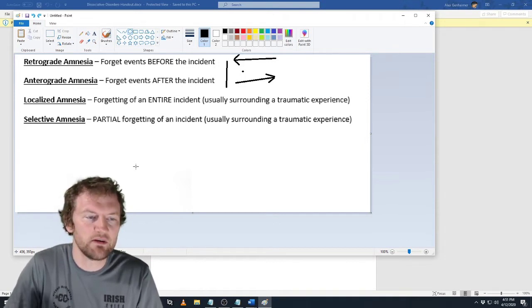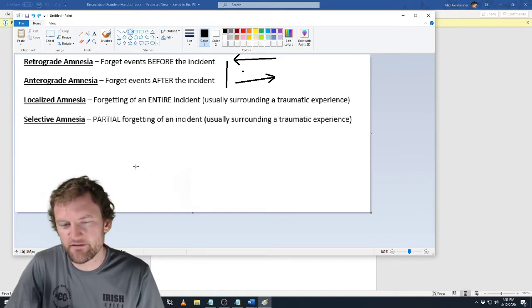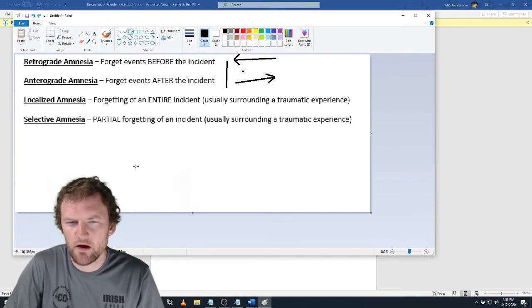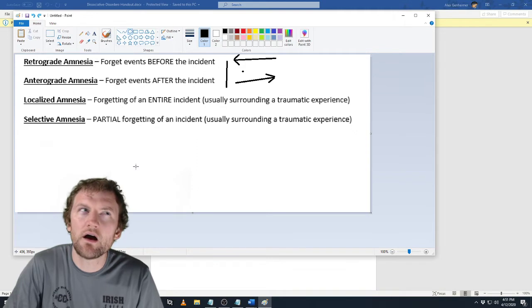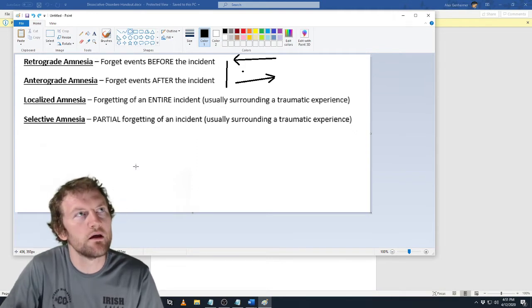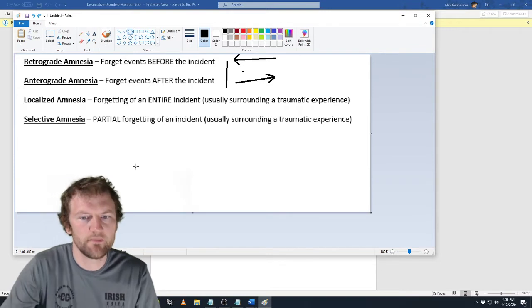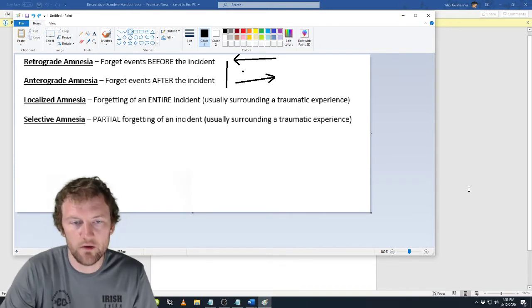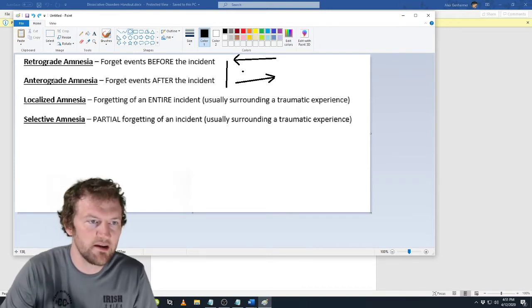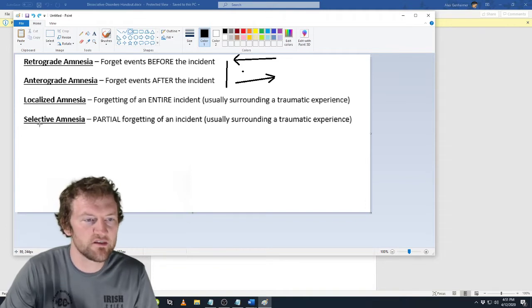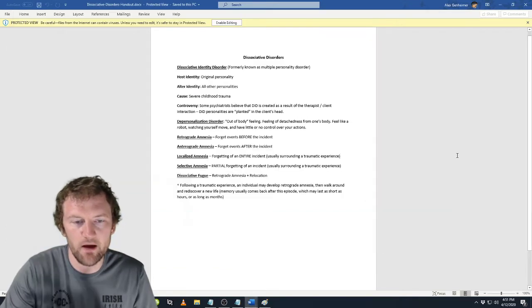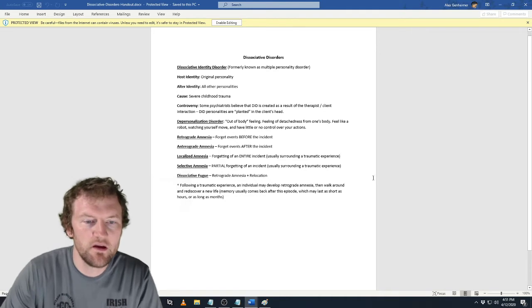Selective amnesia would be forgetting bits and pieces. It's like it's fuzzy. If you're like, oh, did that happen? I kind of remember that. That would be selective amnesia. But if it's totally gone, localized. So retrograde and anterograde are directional, and localized and selective are like how full it is.